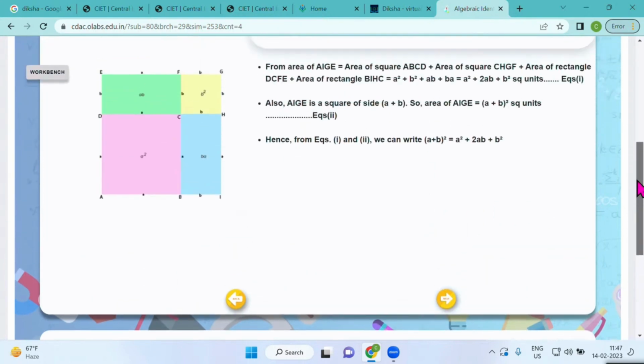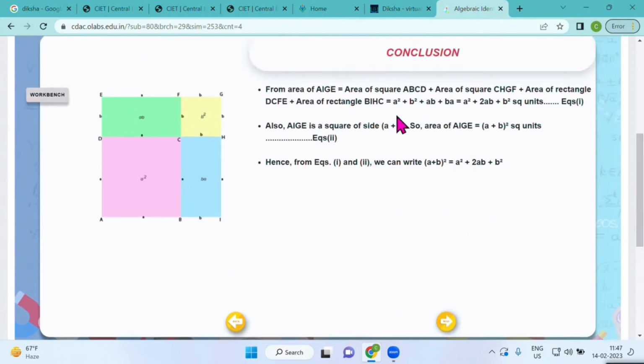What will we observe? Observations are also there. The conclusion says that the area of this big square AIGE is equivalent to the area of square ABCD plus the area of square CHGF plus the area of rectangle DCFE and the area of rectangle BIHC. All the areas we have already found, whose areas are a square plus b square plus ab plus ba.